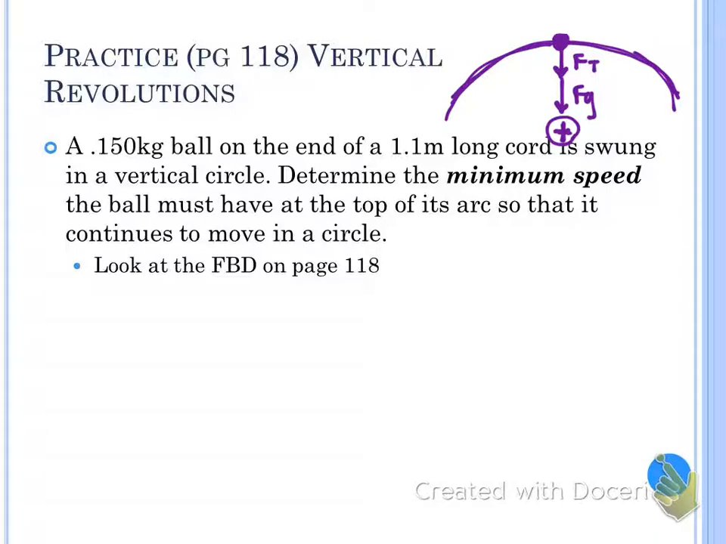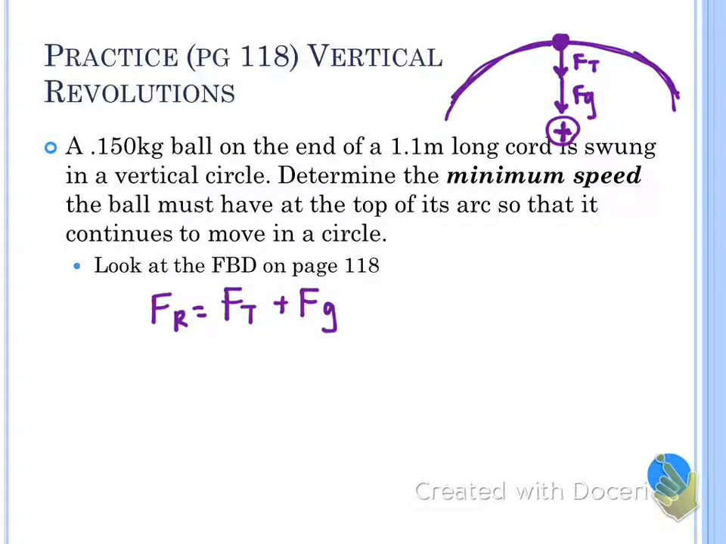So when we set up our net force equation, or our centripetal force equation, we would say tension plus gravity. Right, which is really unusual for us. Gravity is positive here because it's going toward the center of the circle. If you look at 118 and you see it at the bottom of its circle, gravity is still going downward, which is no longer in the positive direction. In that case, we would subtract it. But here they're working together to pull that thing down.